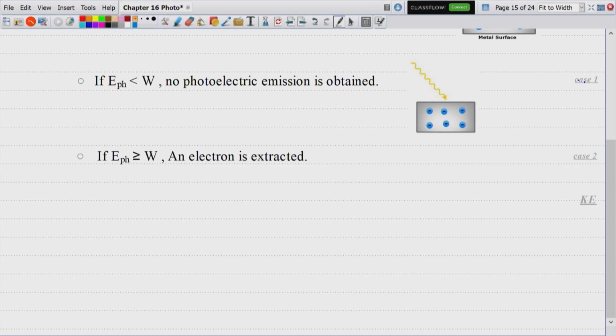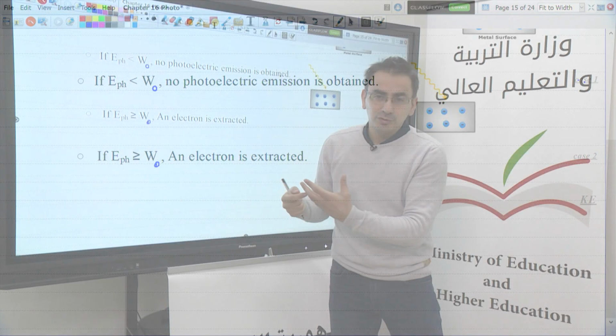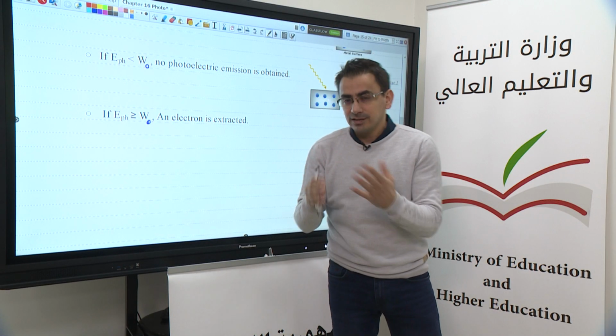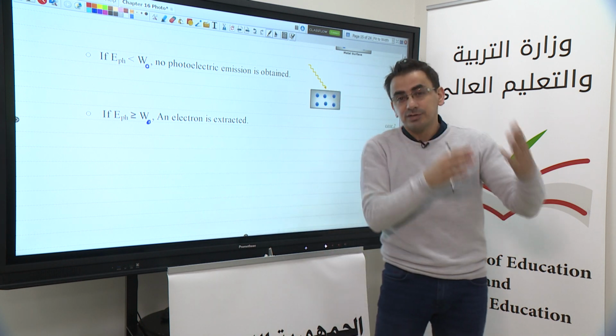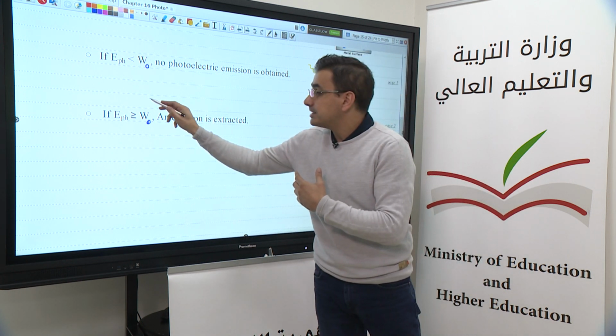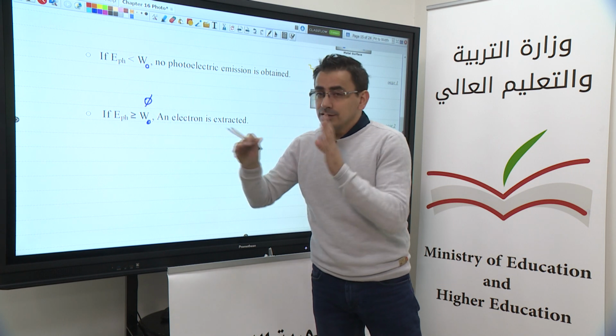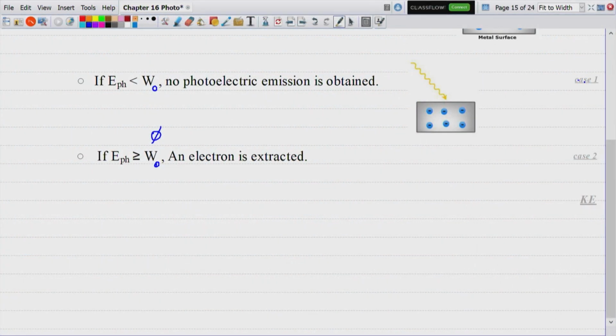The second case is if the energy of the photon is greater than or equal to W0 or Ws, here it's accidentally forgotten. You can call it W0, you can call it Ws. Concerning names and vocabulary that we used, these are general ideas. Some people might use W0, some people might use Ws, some people might even use the letter phi. So I just give you these notes so that no one thinks that this is correct, this is wrong. All of these are correct and accepted.